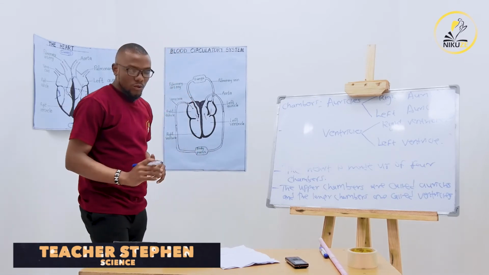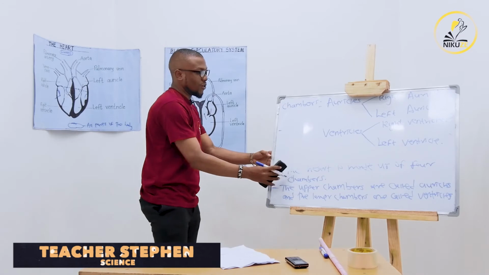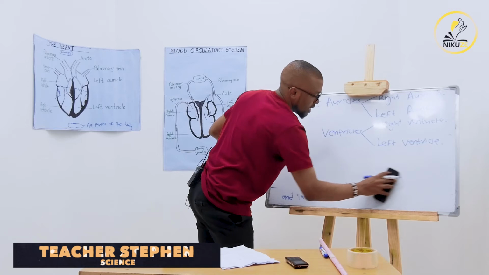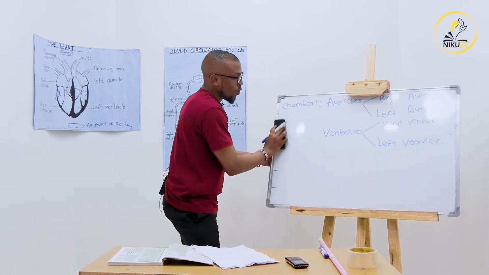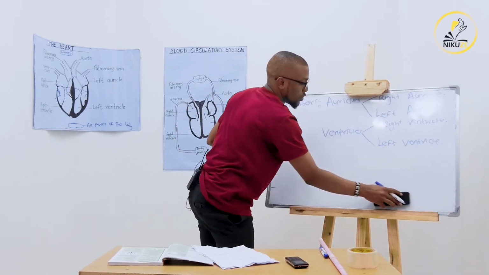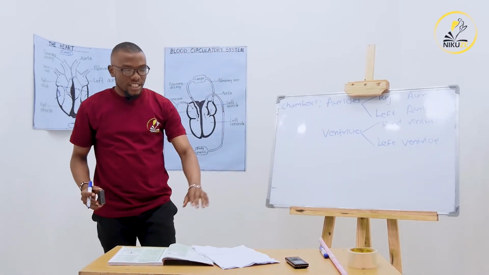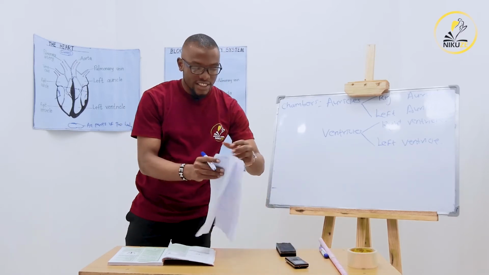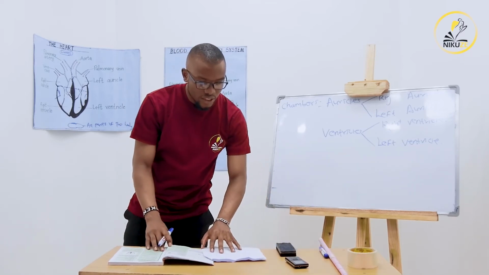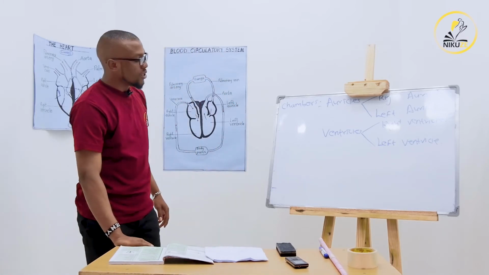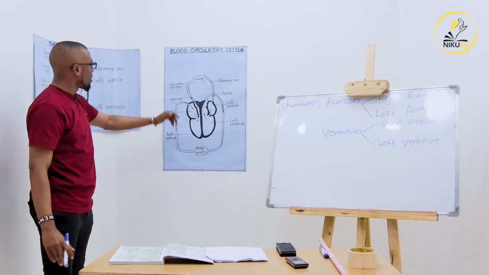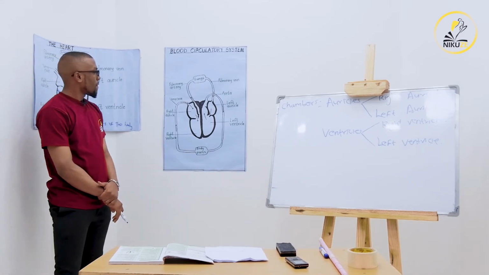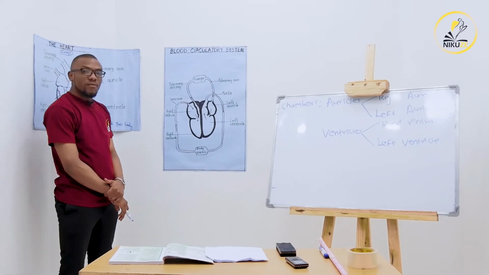Now, let's move on and see how the blood flows. How does this blood flow in our heart, in our bodies, and where does it go and how does it move? That's what we're going to look at next. Make sure you have that sketch in your book. Now let's look at this chart here. Just observe it keenly. I'm going to explain a few things here.